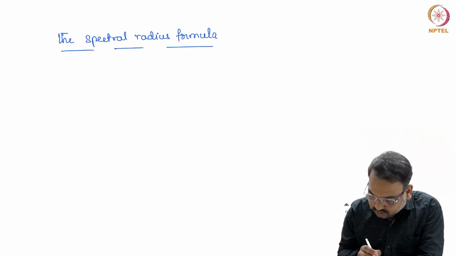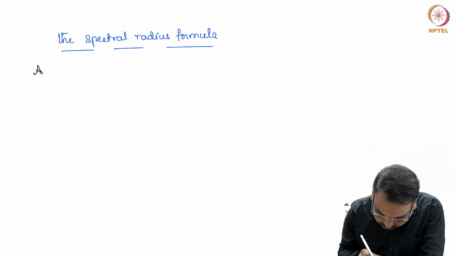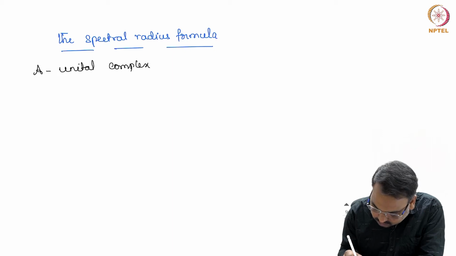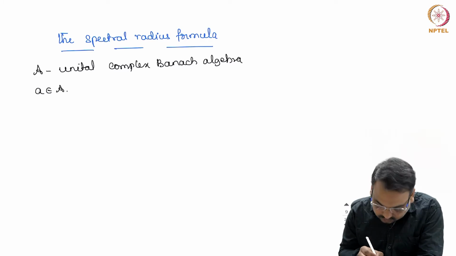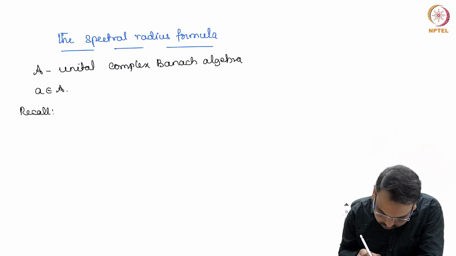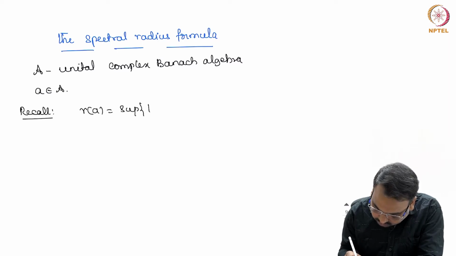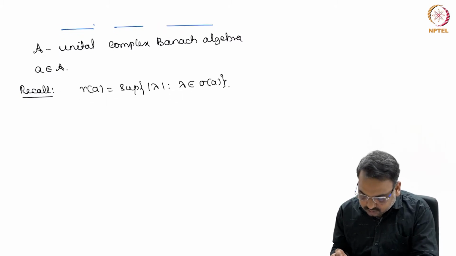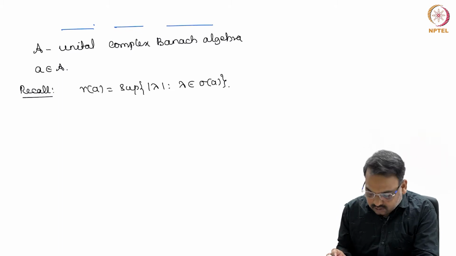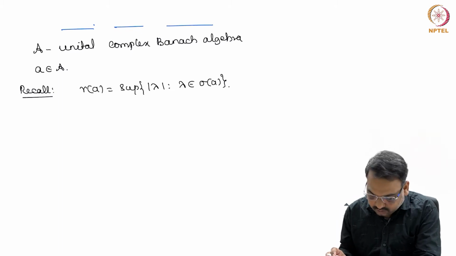Okay, so let us quickly recall what the spectral radius means. If we start with a unital complex Banach algebra A, and a is an element of A, we have defined the spectral radius of a as the supremum of mod lambda over lambda in the spectrum of a. So this is the radius of the smallest ball which includes the spectrum of a.